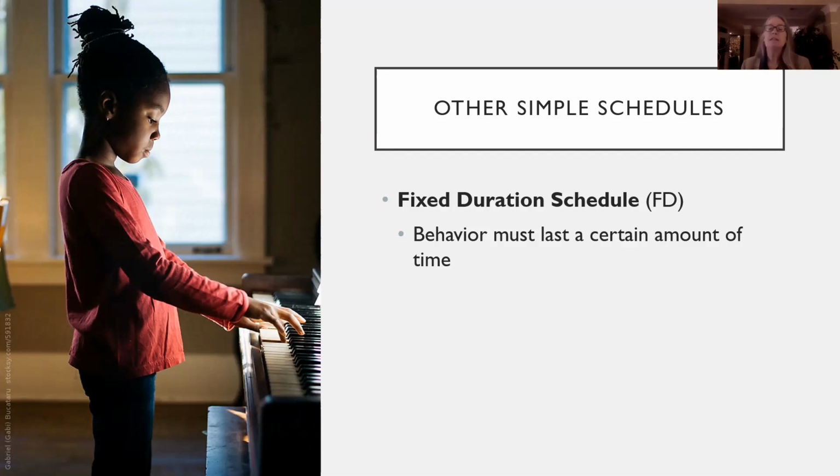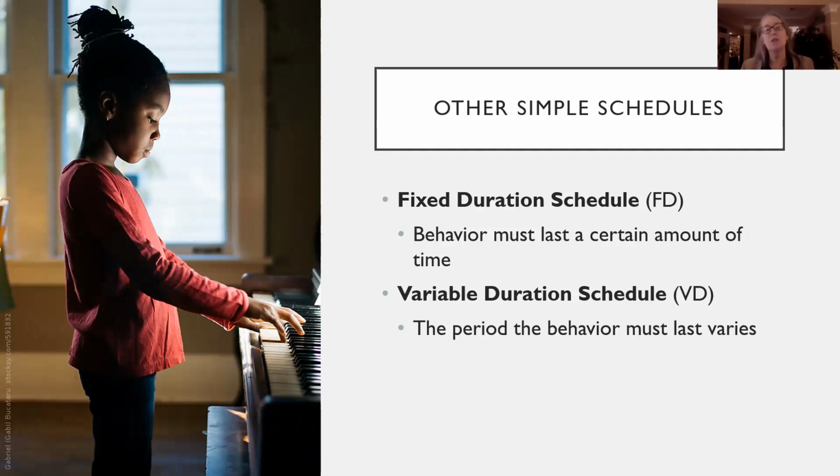Now, see how that's different than fixed interval. Fixed interval would be you have to do the behavior once during that 30-minute time period. That's different. Piano playing doesn't even make sense in that context. But with the fixed duration schedule, the behavior has to last a certain amount of time before it's reinforced.